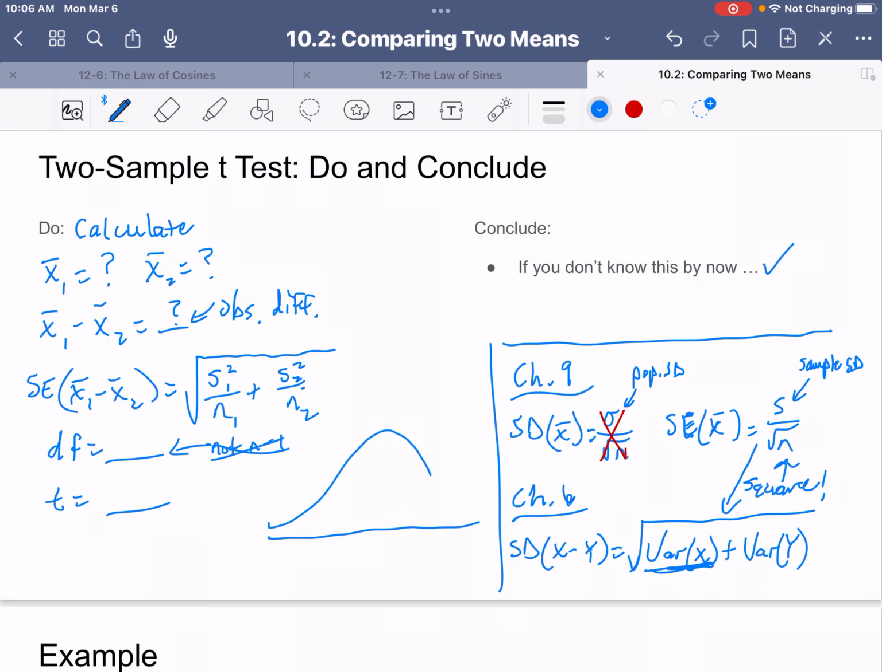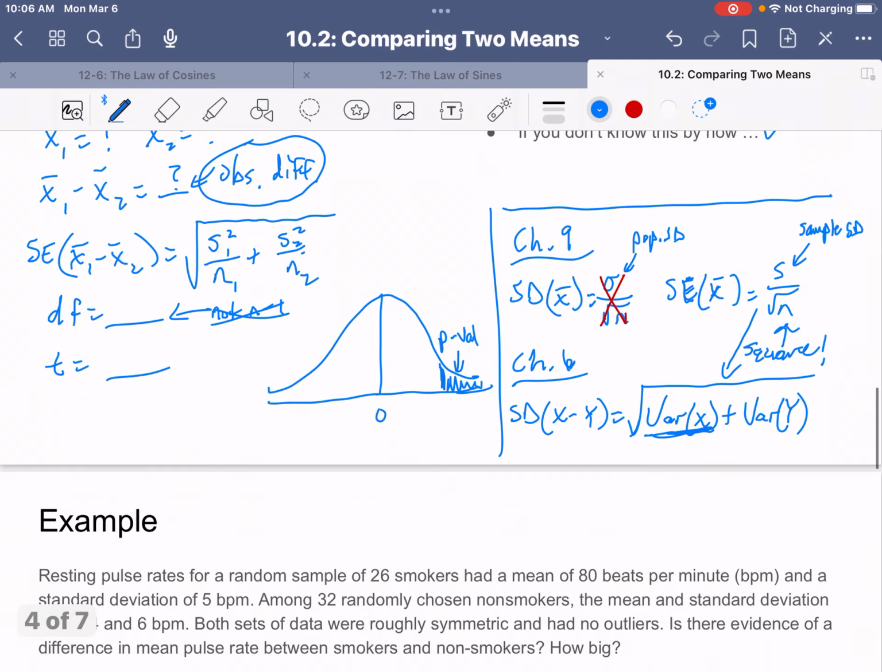And in our picture here, just like the two proportion z-test, we're expecting the difference to be 0, but then we take this observed difference and we mark it, and we get our shaded area, and we calculate that p-value. So let's work through one example together to end this video, and then in the next video we'll work through a second example.